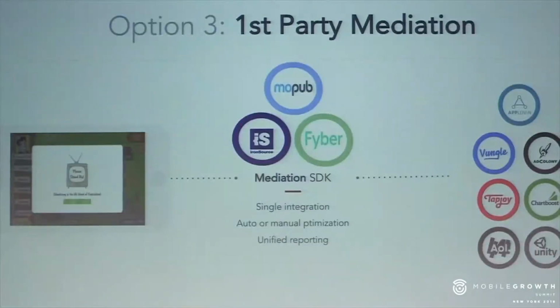Option 3 is first-party mediation. First party being that these are mediators, but they're also demand sources. So IronSource, MoPub, Fiber, they all have their demand networks. Why did they create mediation platforms? Well, a couple reasons. First of all, it gives them insights into everything that their competitors are doing. They get to see what they're bidding, they get to see how much revenue they're generating, what their CPMs are on a geo-by-geo basis. Great for them. Secondly, it gets their demand in your game.